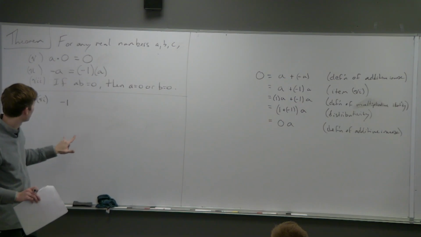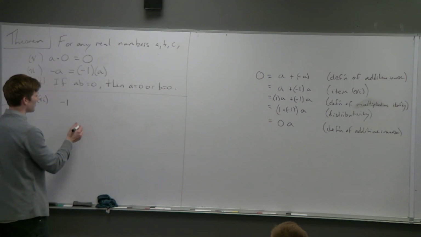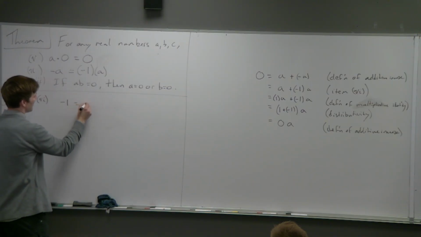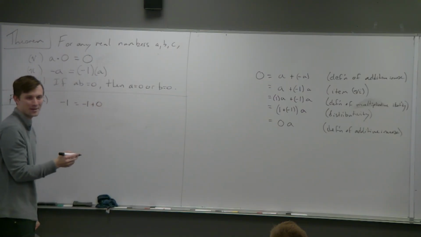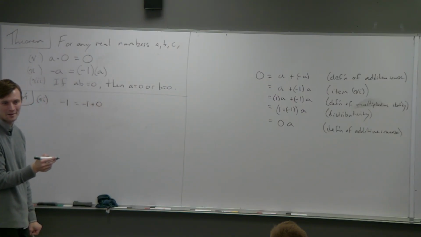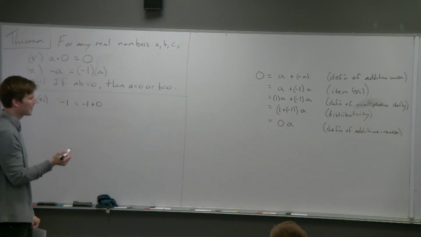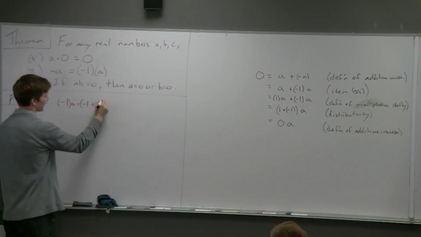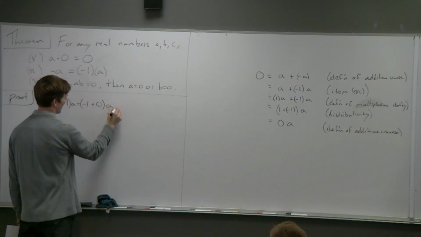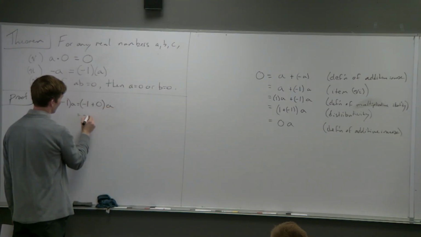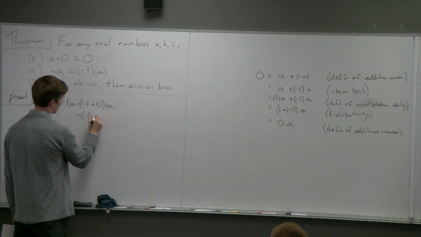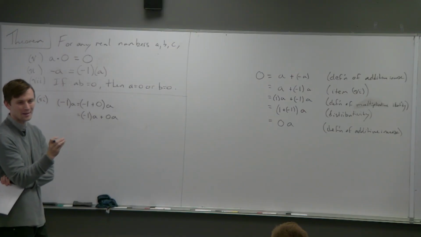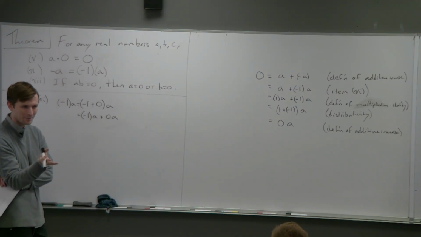Okay, so maybe we could write some kind of stuff. Would you agree that -1 is, say, -1 plus 0, maybe? You'd agree to that, right? And so maybe you could say -1a is -1 times a plus 0 times a. And then you could go like, okay, this is -1a plus 0a. And then could you do something from there, perhaps?